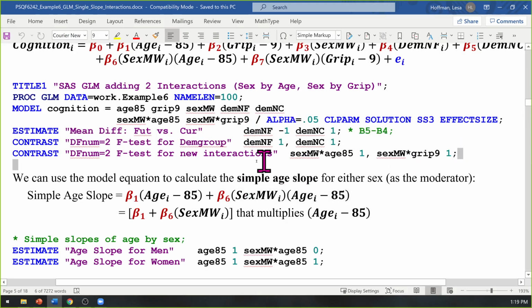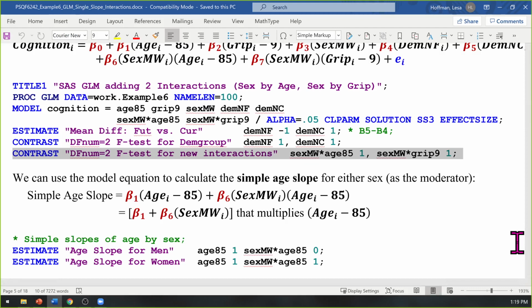And then last but not least, homework question. A joint test of the 2 new interaction terms that I added to the model. This is the exact same concept that you did in homework 5 when you added 2 new slopes and I asked you to test the contribution of the 2 new slopes. It's just that these are interaction slopes.